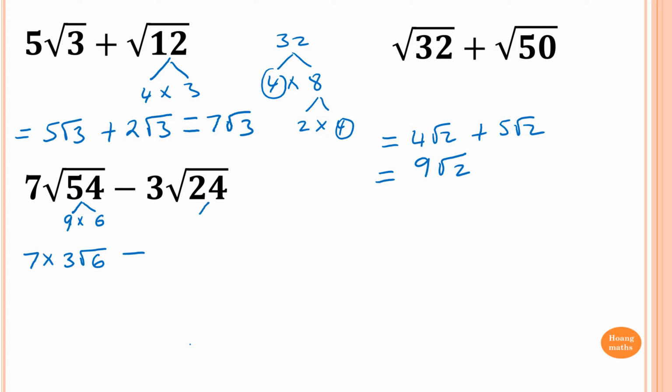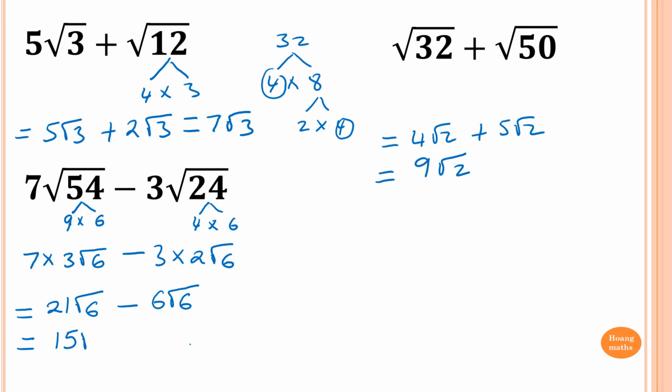And 24 is 4 times 6. So which means 3 times square root 4 times 6. Square root 4 is 2. So 2 square root of 6. Then the answer is 7 times 3 is 21 root 6 minus 6 square root of 6. Then 21 minus 6, think about 20 minus 6 is 14, you add 1 is 15. So 15 root 6. There you go.